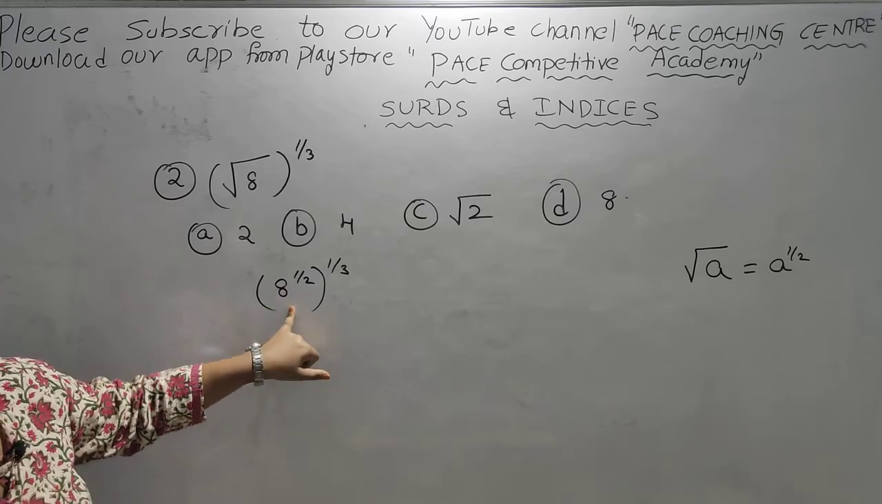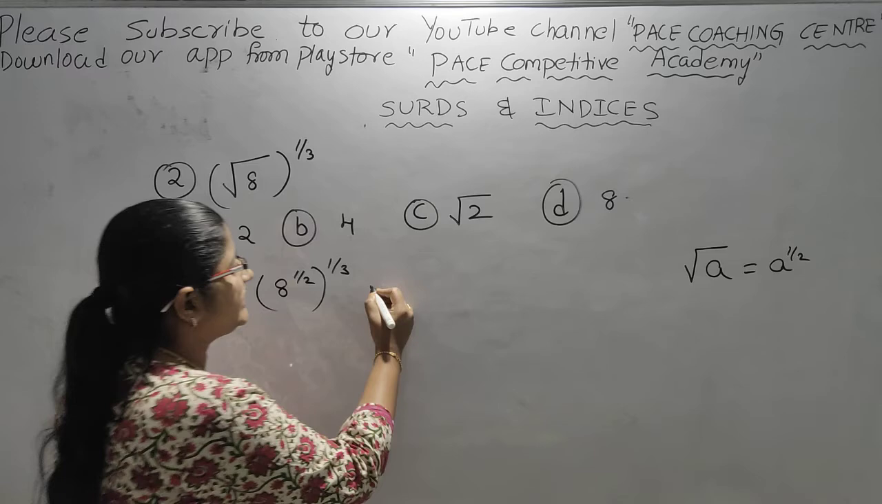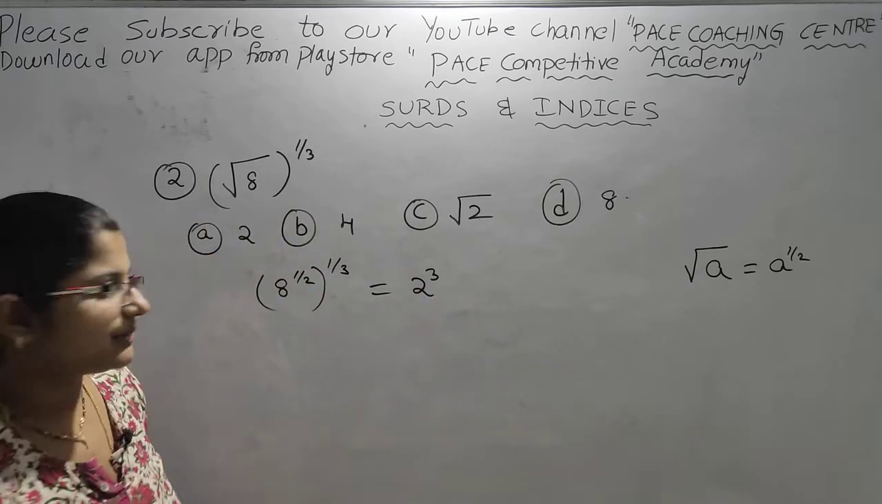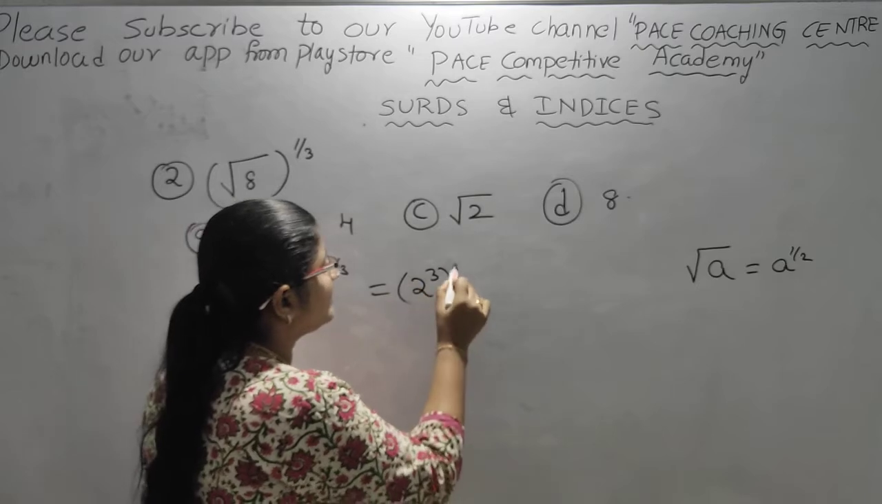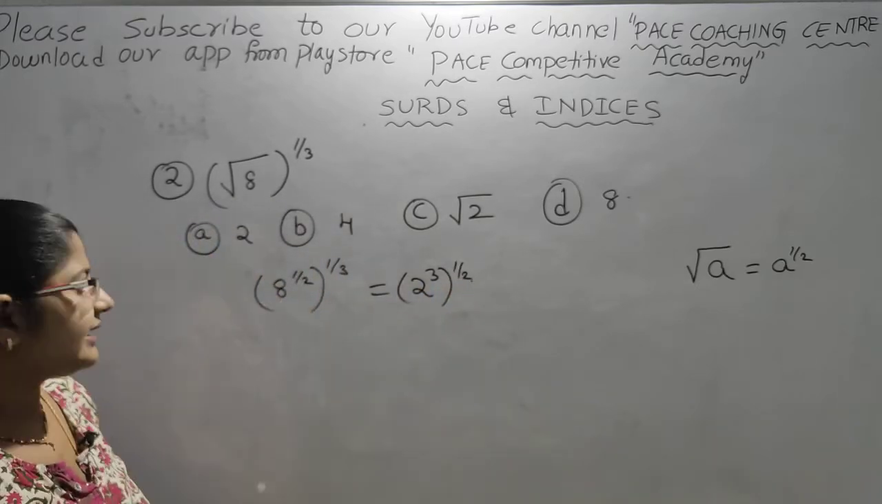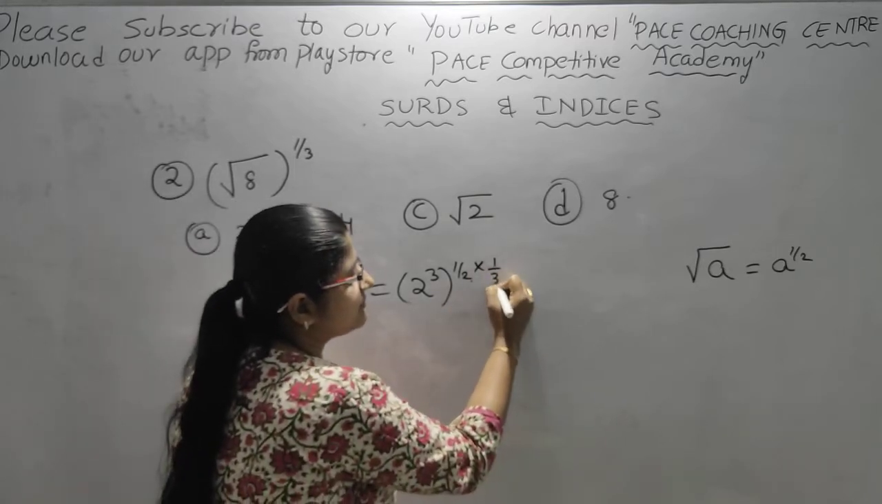Okay, how can I write 8 in powers? Can I write it in terms of 2 cube? So 2 cube is nothing but 8, right? Whole power 1 by 2. A power m whole power n is nothing but a power m into n. We have already used it.